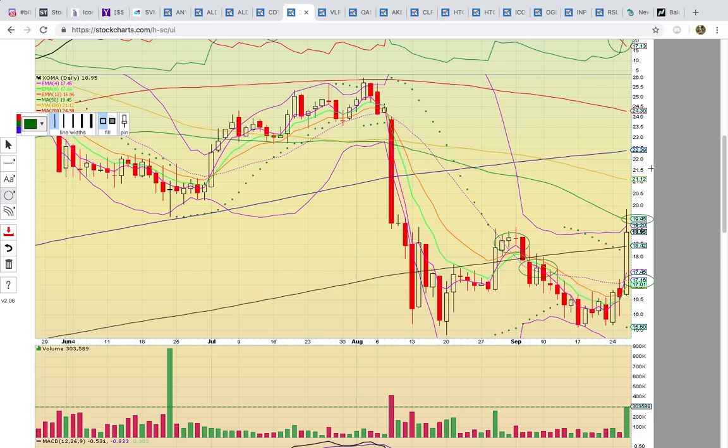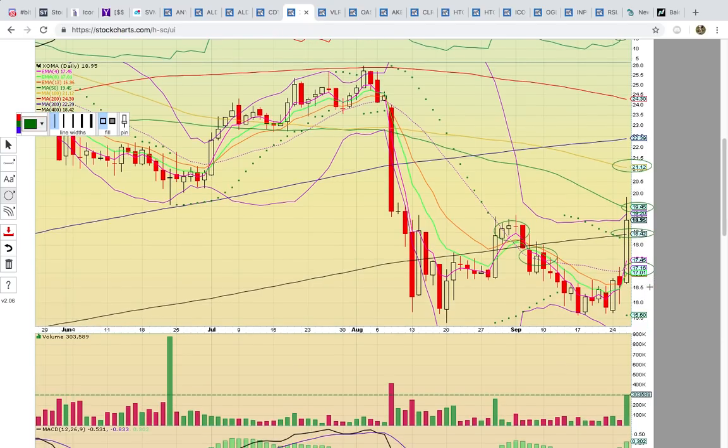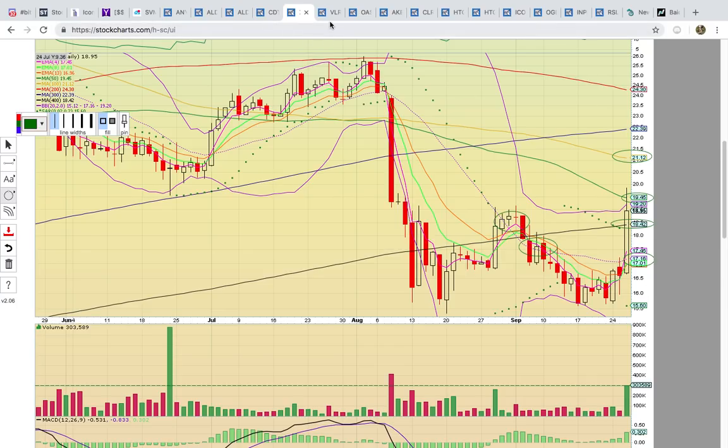If it can close above that level, it could push higher, and then you'd be looking for a run up there to that 100-day simple moving average at 21. Now, if it fails to get above that 19.45, it'd be best if this 200-day simple moving average held at 18.42. If that were to break, you could see that middle Bollinger Band retested at 17.16.